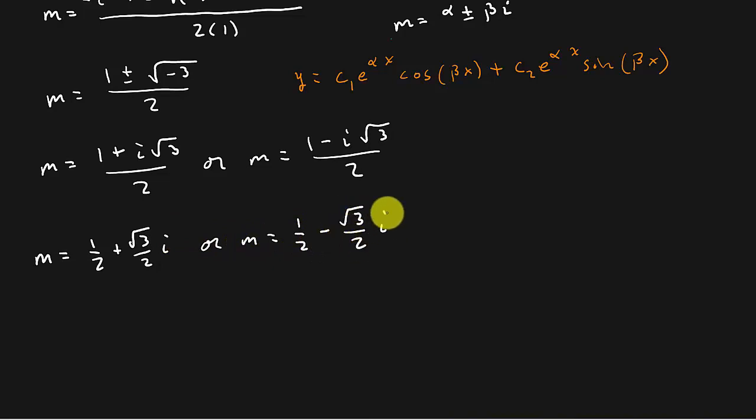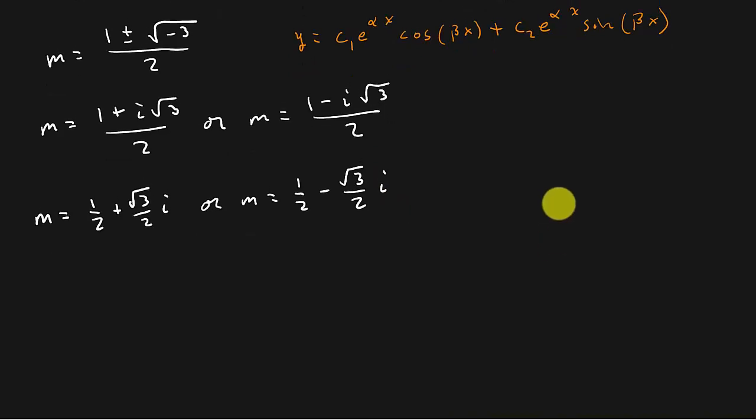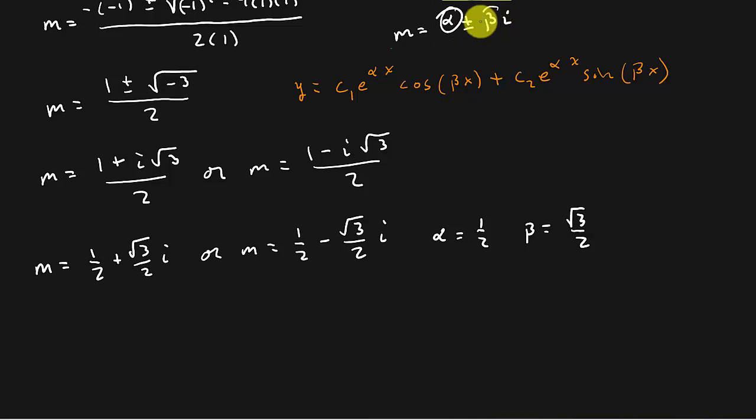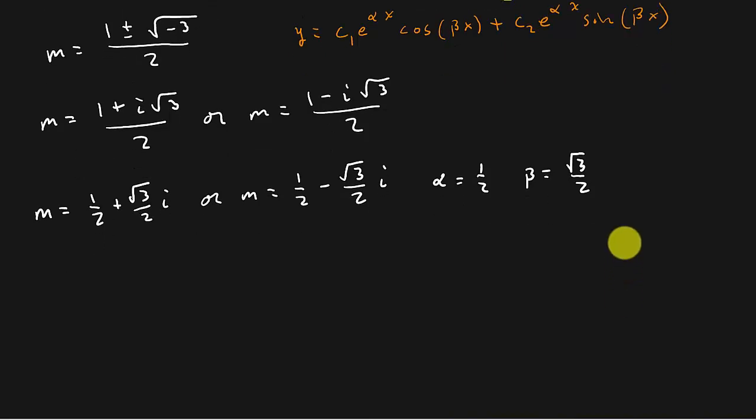So you can split them up. It'll make it easier for you to identify alpha and beta if you split them up. So do that if you need to. And then here you have it. So you can see here alpha is 1/2 and beta is square root of 3 over 2. Okay? Because remember, there's your alpha, and beta is the number in front of i.